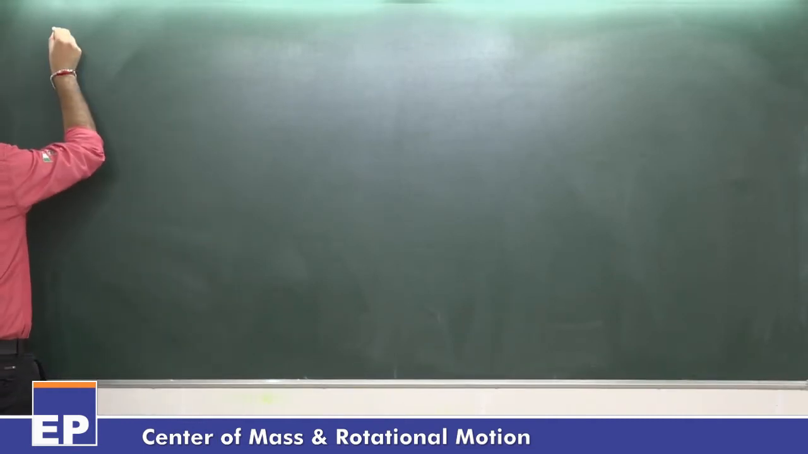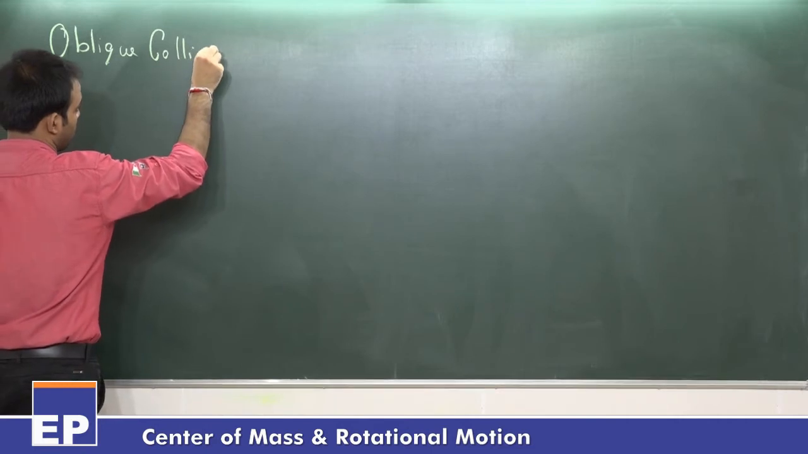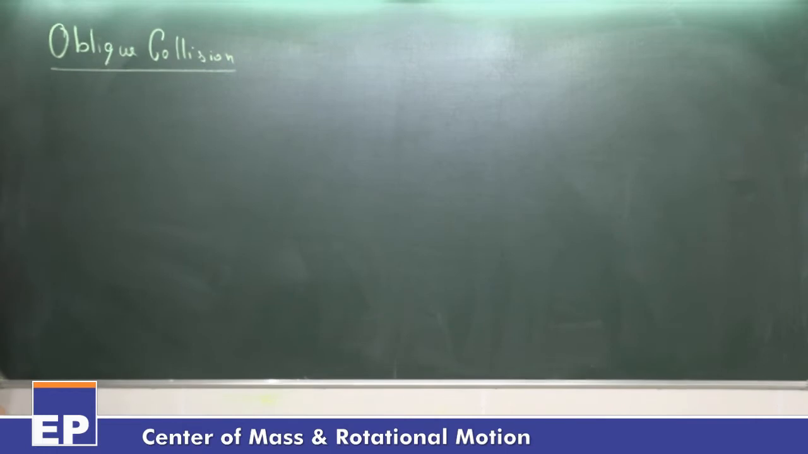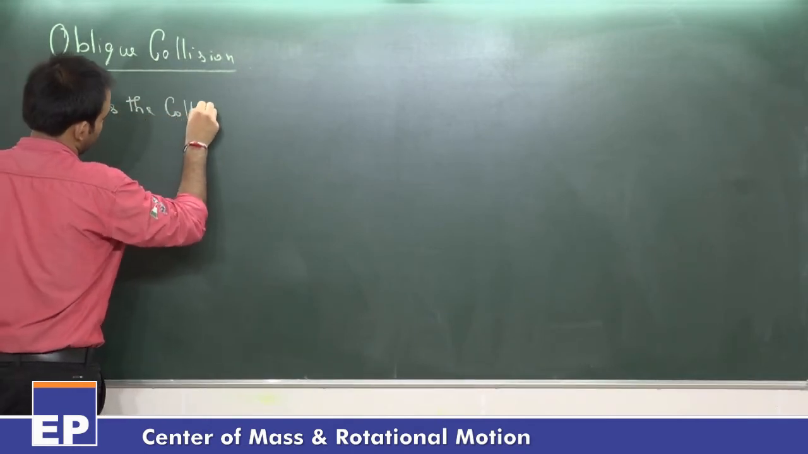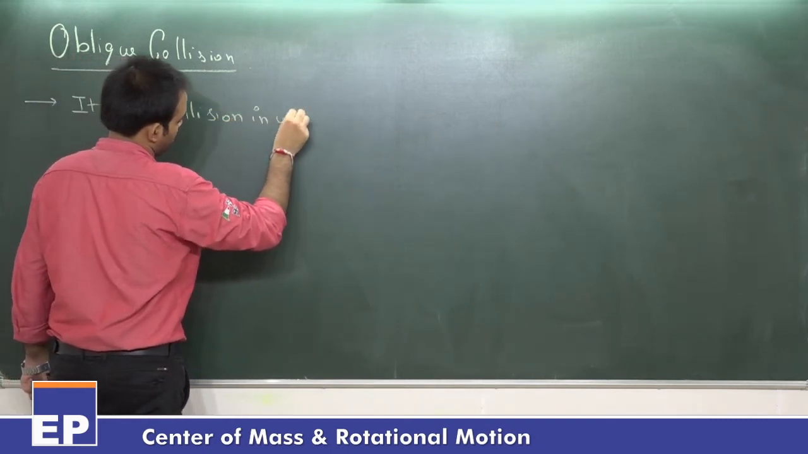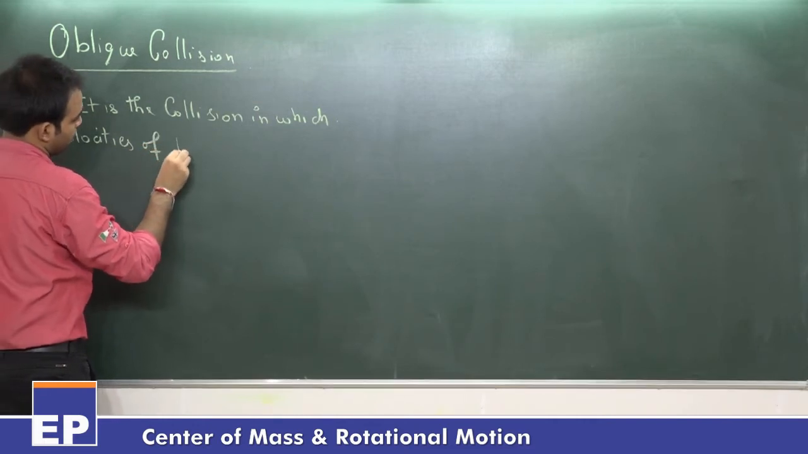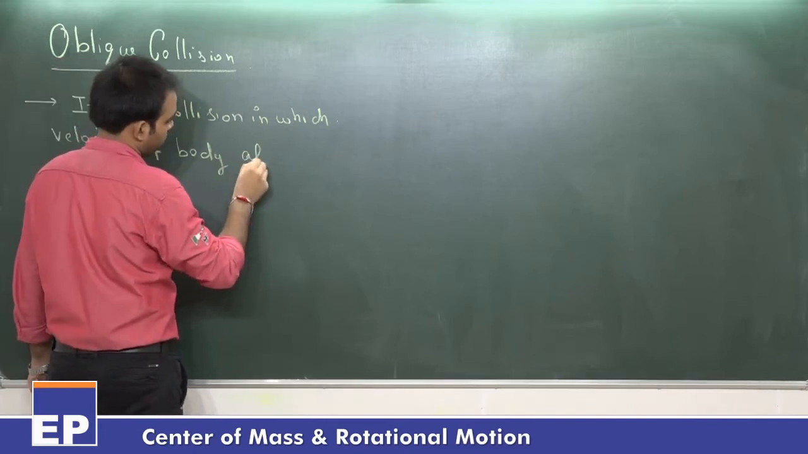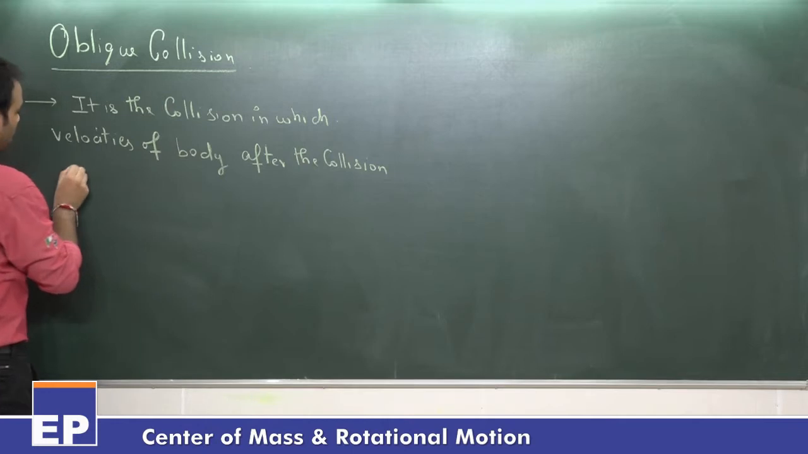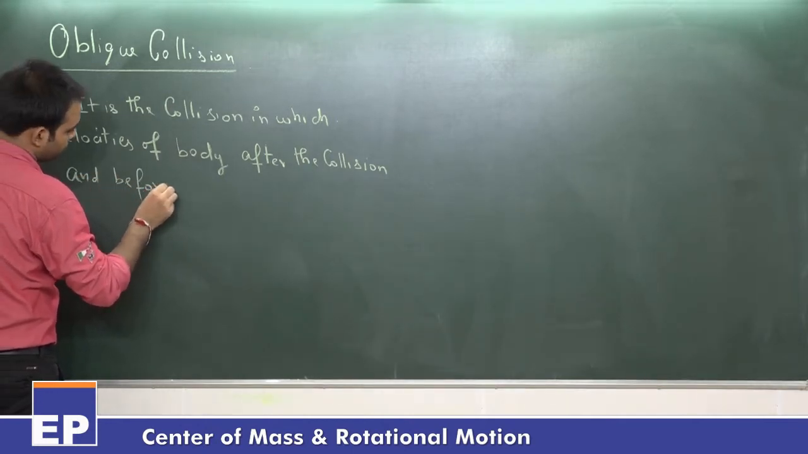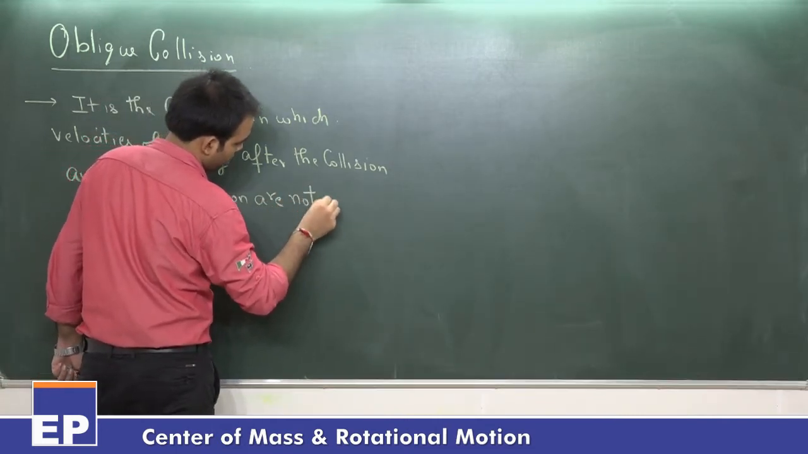Next, now we will discuss the oblique collision. Look, what is an oblique collision? It is a collision in which the velocities of the bodies after the collision and before the collision are not in the same direction.